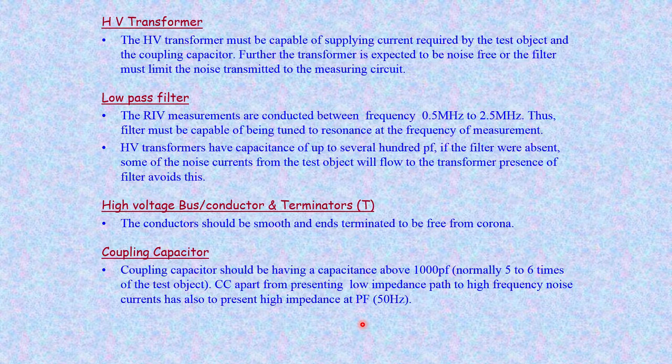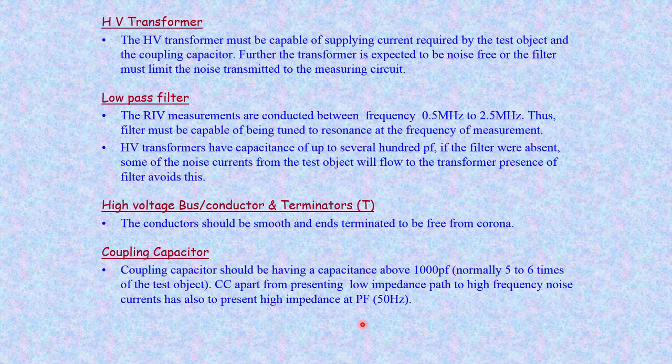So, the high voltage transformer must be capable of supplying the current which is required by the test object and the coupling capacitor. That is very important. Further, the transformer is expected to be noise free. If the transformer starts giving discharges or noise, this will be communicated to the test equipment and mixed up with the signal which is measured. This should not happen. It should be noise free basically.